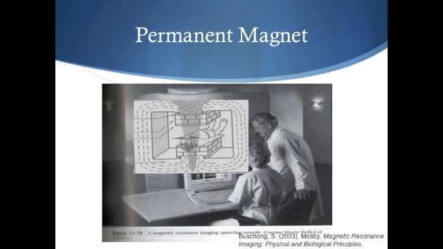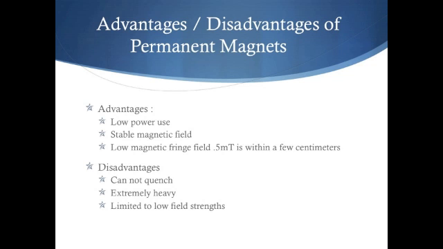So what are some advantages and disadvantages of permanent magnets? First of all, advantages: very low electricity use. They're extremely stable magnets. There's no changing the strength from one end of the magnet to the other. The low magnetic fringe field. In other words, you can put it with very little shielding. You don't have to have as much massive concrete and steel on the walls.